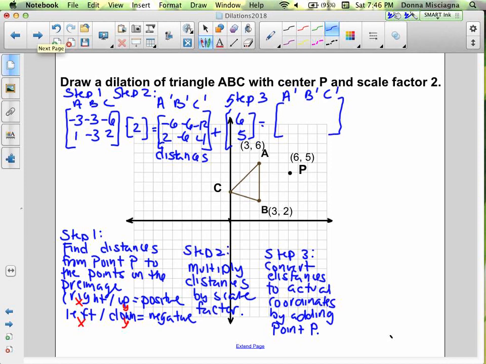Oops, crooked there. So -6 plus 6, that's going to be 0. Let's add 6 to all of our x coordinates. -6 plus 6 is still 0. -12 plus 6 is going to be 6. Oh, actually, we should be okay.